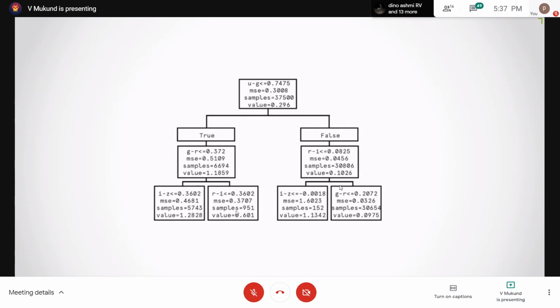So what happens if it fails at this stage itself? What if the condition of 0.7475 is not met? We find the mean square error value. That is, if the condition is not met, we get the mean square error value as a result. This is how decision tree classifiers are used with regression to calculate the redshift of the given galaxies.